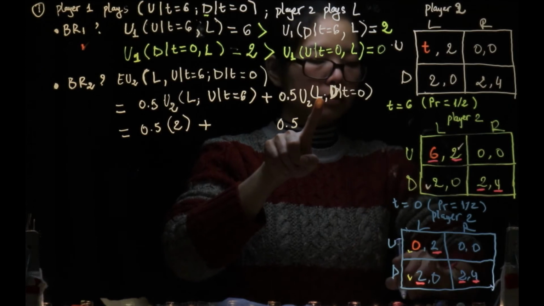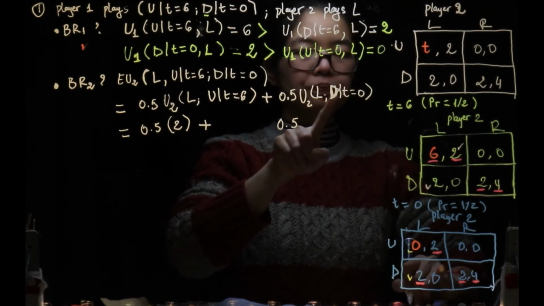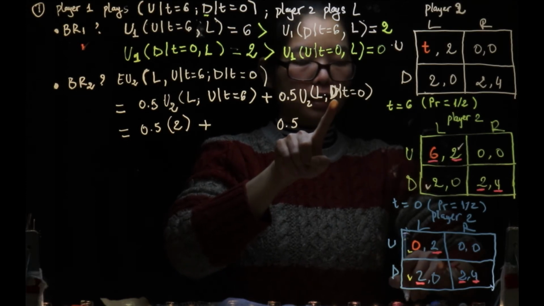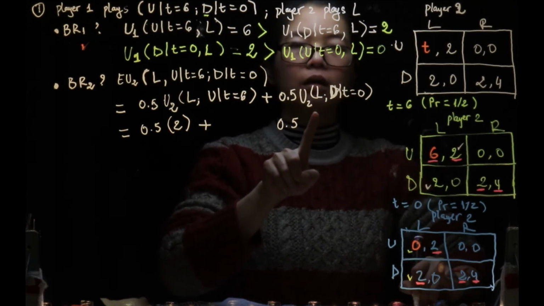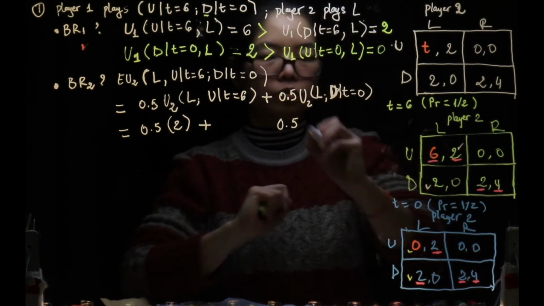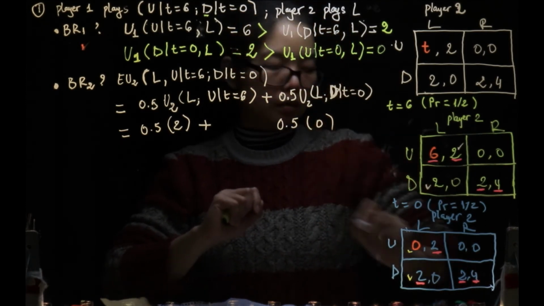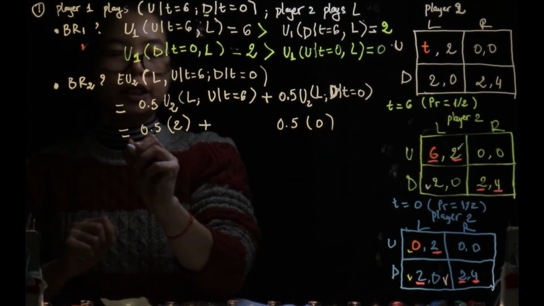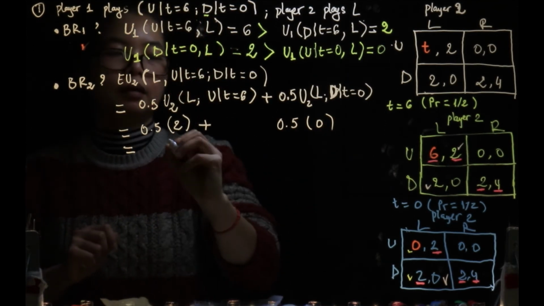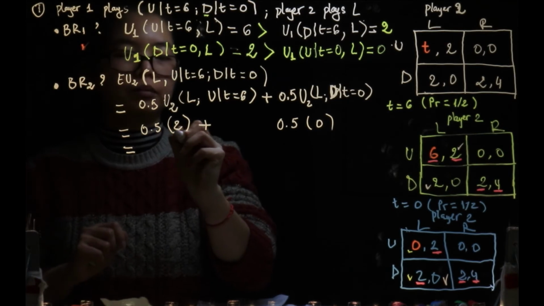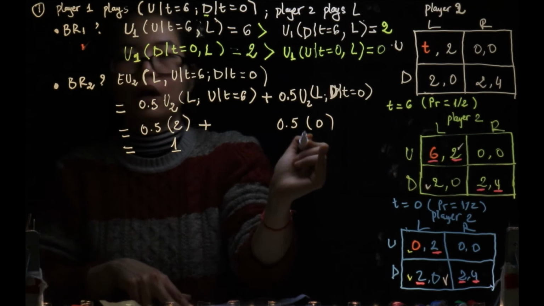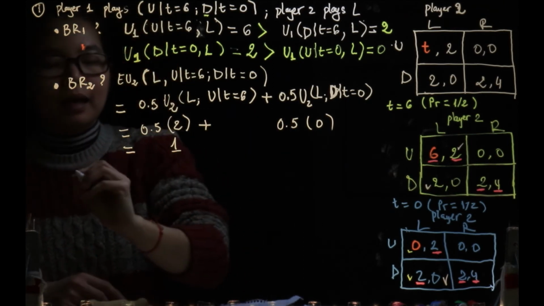Play left, the first column, player 1 plays down, the second row. So the payoff of player 2 here is 0, right? Which is 0.5 times 2 is 1, right? Plus 0 at the end is 1, okay?